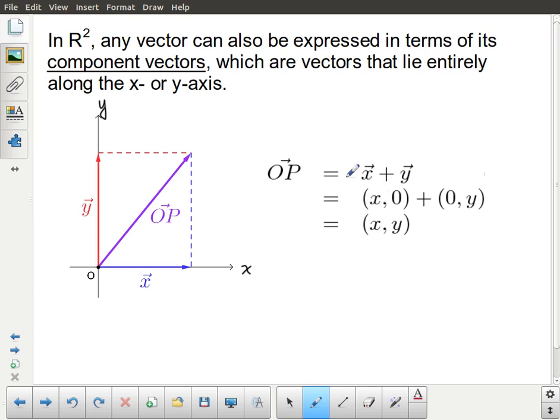If you have the vector, you can break it up into its component vectors. If you have the component vectors, you can combine them together to find your final vector. And as you go forward, you can deal with multiple component vectors. So you might have many components along the x-axis and you have to add their x values together. You might have multiple y component vectors and you have to add those y values together.